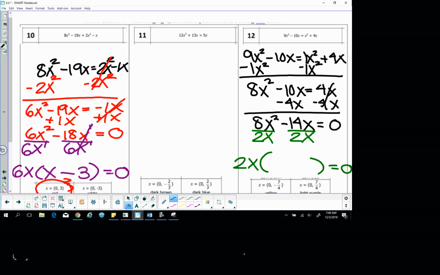Then we divide. So what's 8 divided by 2? 4. And x squared divided by x, remember we just subtract the exponent. So what's 2 minus 1? 1x minus, and these x's cross out. What's 14 divided by 2? 7. Cool. So it looks something like that.